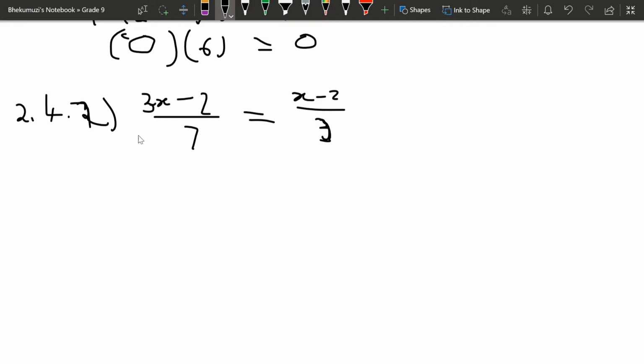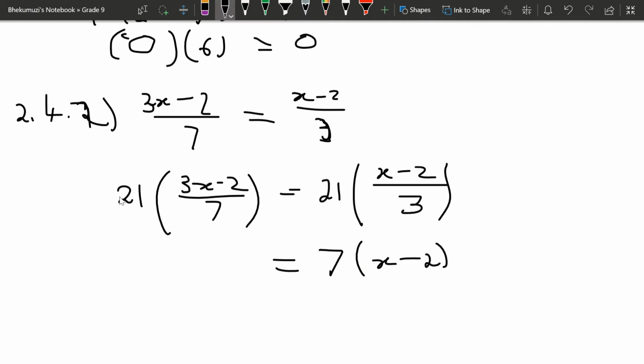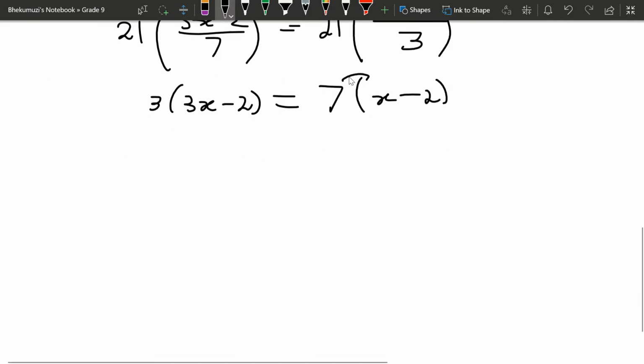So what if we multiply by 21 on this side, and we say it's (3x minus 2) over 7, and we multiply everything, and then we say it's 21, so it's (x minus 2) over 3, and then what would we get? So 21 divided by 3 would actually give us 7 times (x minus 2). And also here, 21 divided by 7 would actually give us 3, and that would be 3 times (3x minus 2). And so from there, you have brackets, so you have to multiply in.